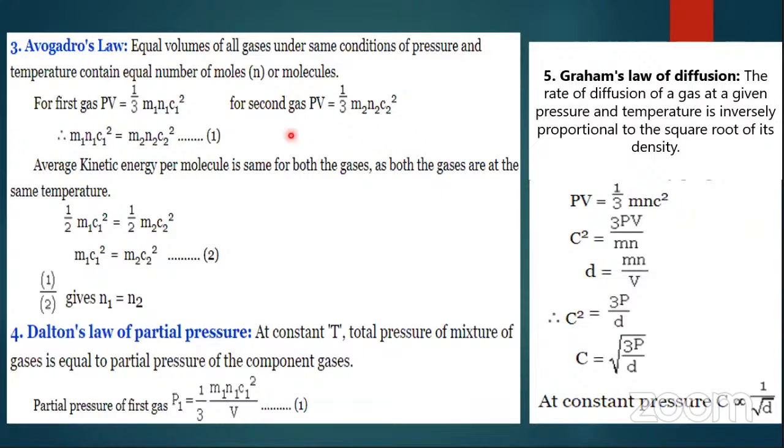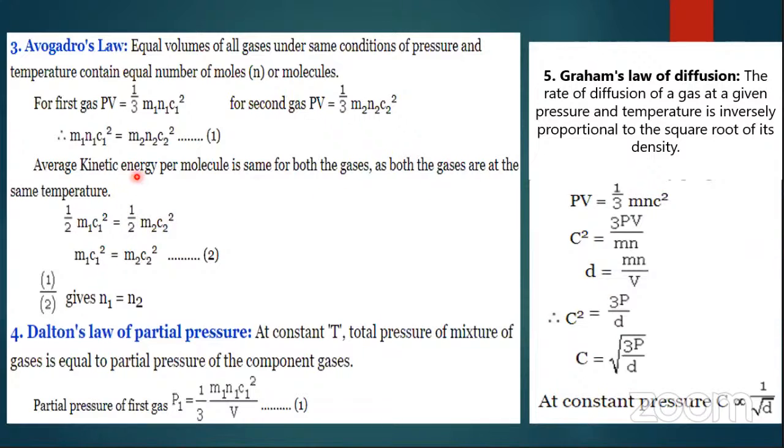For second gas, the same thing. They have equated P and V, so the same pressure and same volume is taken. So m1 n1 c1 square is equal to m2 n2 c2 square. Here also half got cancelled. m1 c1 square is equal to m2 c2 square. So from this and this, if m1 c1 is same, definitely n1 and n2 will also be same. Understood? So from this equation, average kinetic energy per molecule is same for both the gases, as both the gases are at the same temperature.